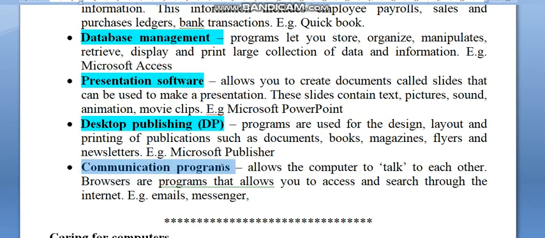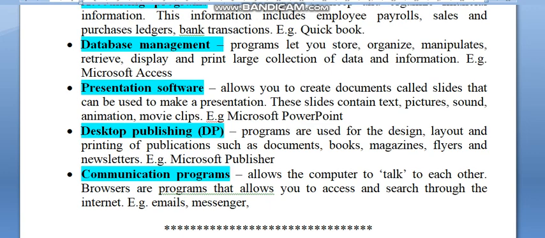Then we have communication programs. Communication programs allow computers to talk to each other. Browsers are programs that allow you to access and search through the internet, for example emails and messenger. So communication programs basically allow you to communicate with each other via the internet. We have many more programs on our phones and calculators that I have not talked about, for example games or calculators. The program that allows you to text falls under communication programs, and cameras are also an application program.